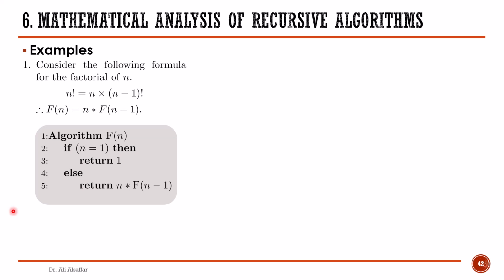For simplicity, we will consider n itself as the measure of the input size, rather than the number of bits in its binary representation. To identify the basic operation, we observe the repeated actions in each recursive call. Testing for the base case, which is a comparison operation, subtracting 1 from n, and multiplying n by the result of the recursive call. Among these, multiplication is the most computationally expensive, so we select it as the basic operation.